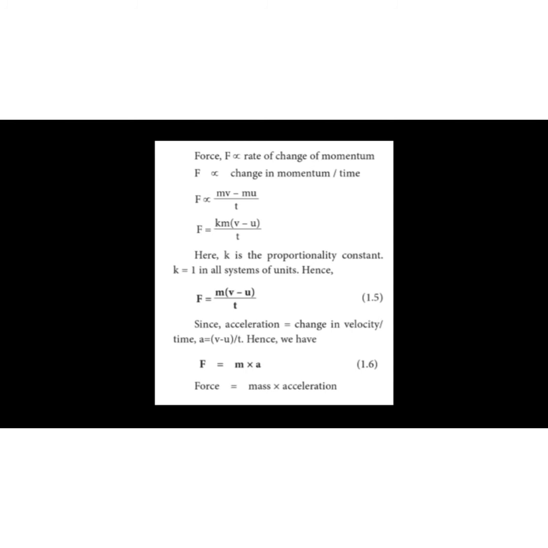Meaning of directly proportional is, if force is higher, then mass and acceleration also will be higher. To equate this, we are introducing a constant k, which is the proportionality constant. The value of k in all SI units is 1. So, when we apply the value of k as 1, we will be getting F is equal to m into A. That is, force is equal to mass into acceleration. And this is the equation of Newton's second law of motion.